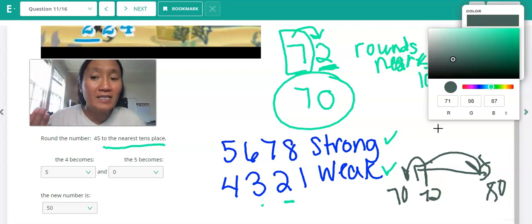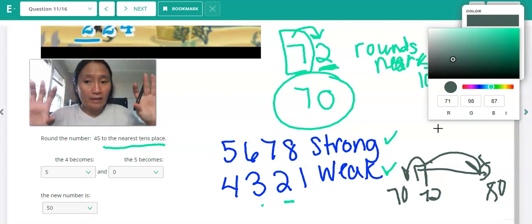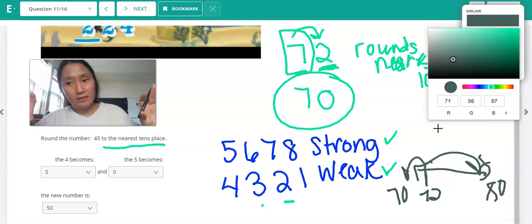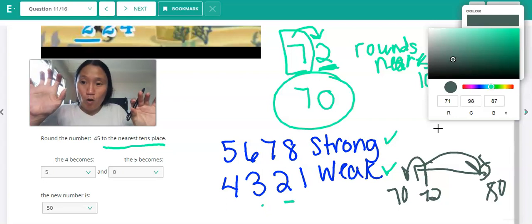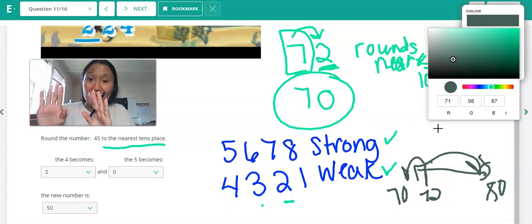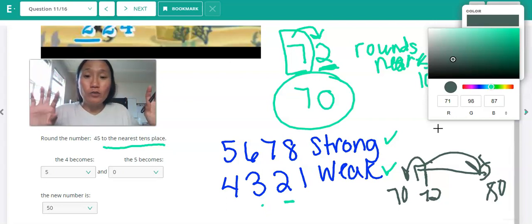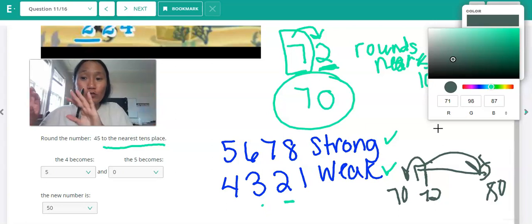So if you skip count by 10s, 10, 20, 30, 40, 50, 60, 70, 80, what number is 72 closest to? 70 or 80? Oh, it's closer to 70, not 80. It's far away from 80. If you had to walk someplace, and you're at 72 feet and you had to walk forward, would you rather just go back 2 feet, or would you want to go all the way down to 80? Probably 70, because it's closer to you.